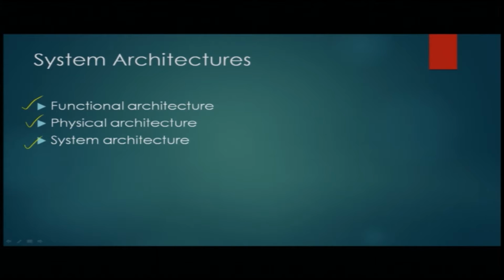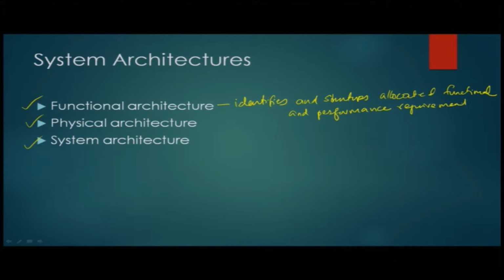So, what is a functional architecture? What it basically does is it identifies and structures the allocated functional and performance requirements. So, the functional and the performance requirements are identified.